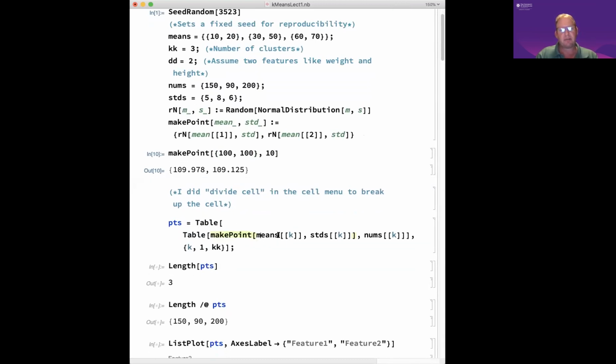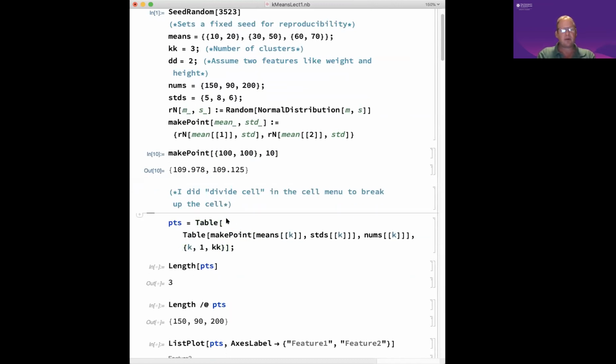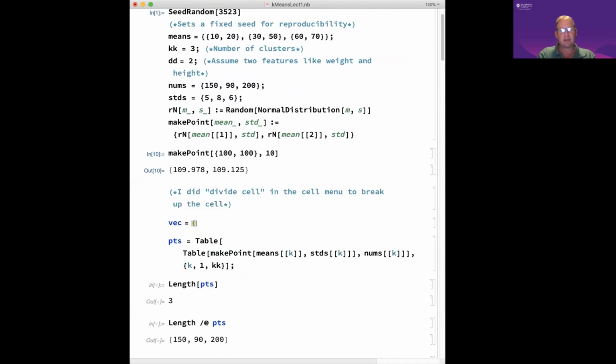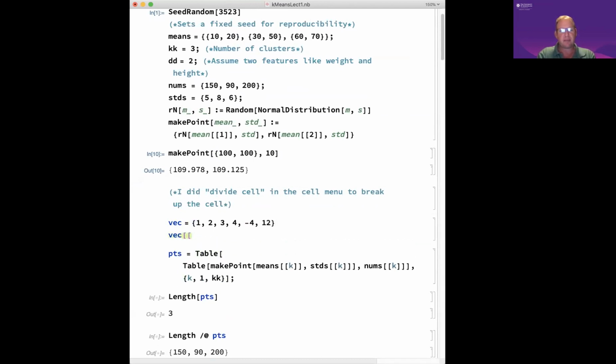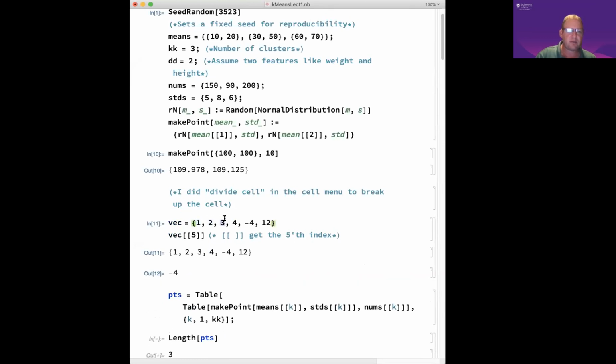So we're going to do make points of the means for each group K, K going 1 to KK, with a given standard deviation. Now, I didn't show you this, but you'll probably see this with Amina in the practical: when you have a vec, or just a list, like 1, 2, 3, 4, -4, 12, and I do vec at the 5th position, this is how in Mathematica you get the 5th index. Indexing starts at 1, not at 0. So 1, 2, 3, 4, 5, the 5th index is -4.